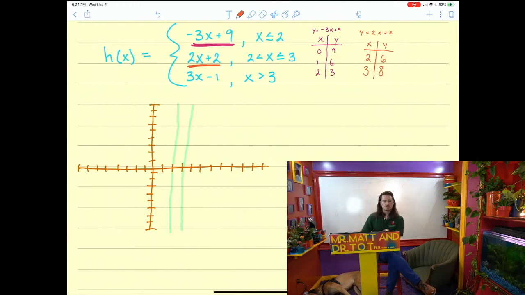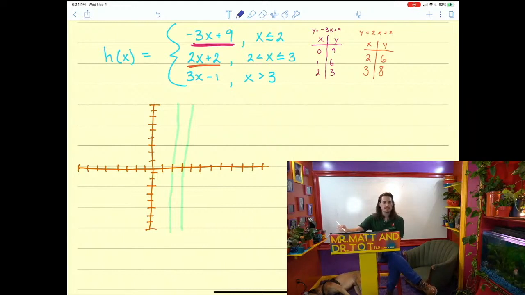Okay, so I started drawing out some tables there. So if we look at the first segment where x has to be less than or equal to positive 2, we're guided by the function negative 3x plus 9. And I did that over in this kind of cranberry color. So y is equal to negative 3x plus 9. So in the domain, we're leading up to positive 2.